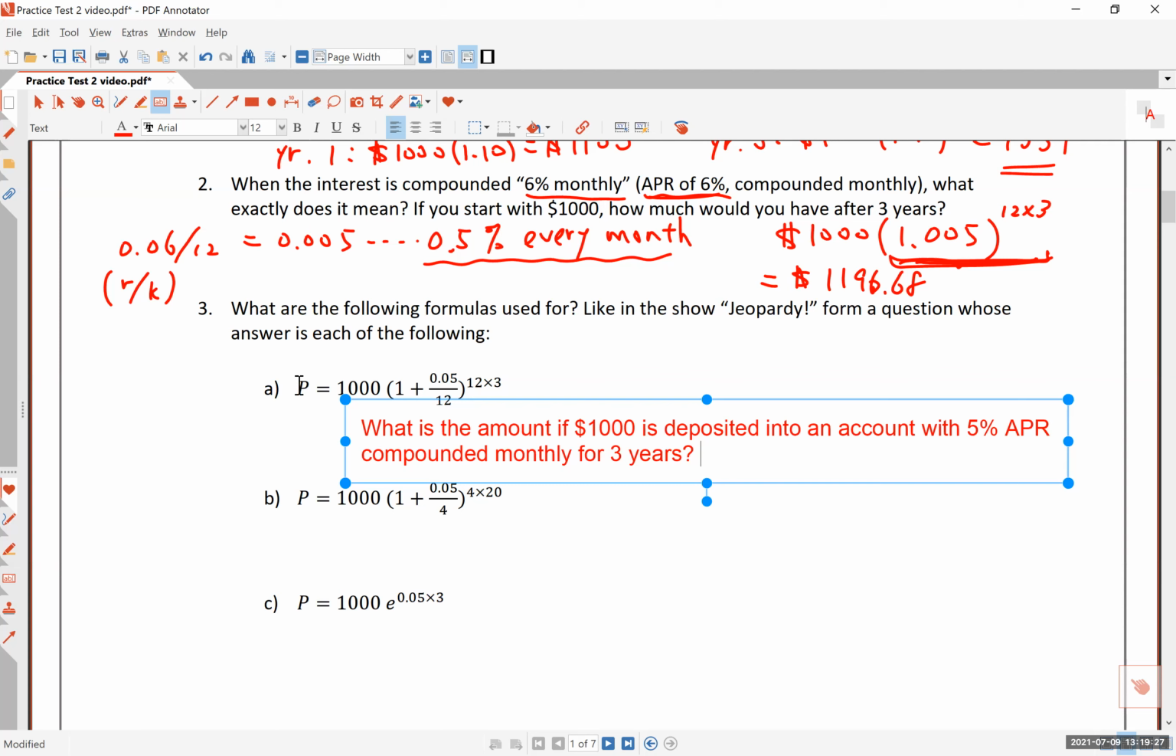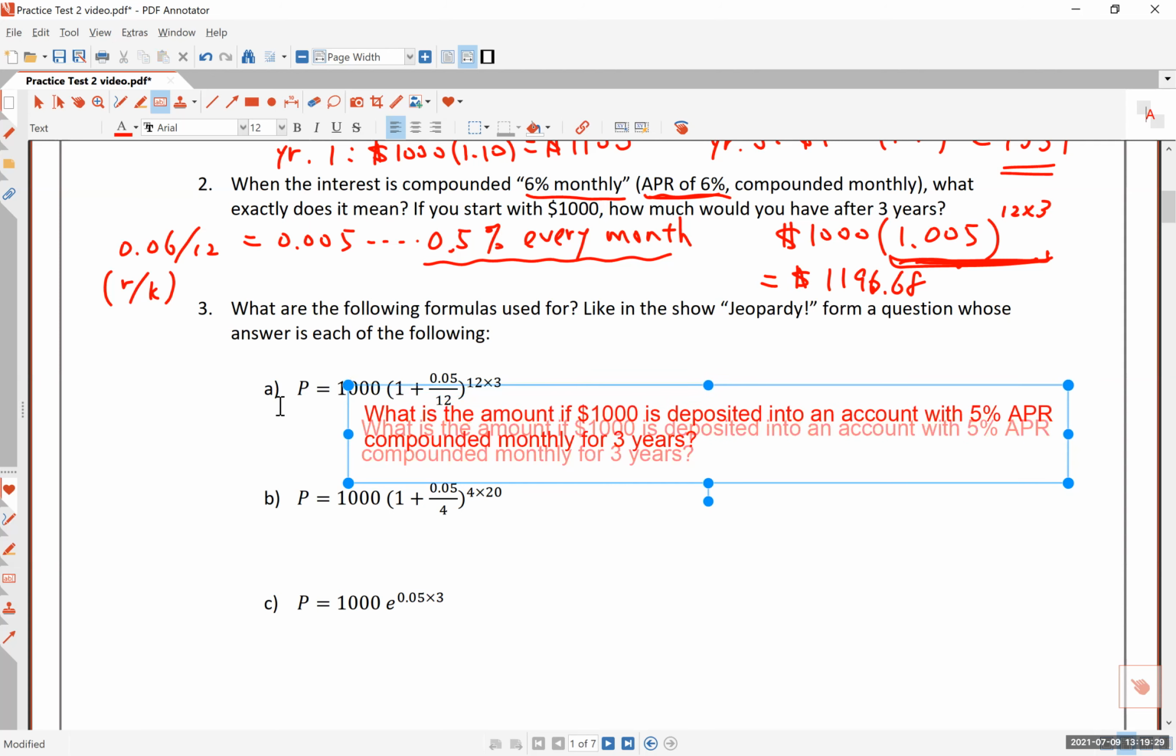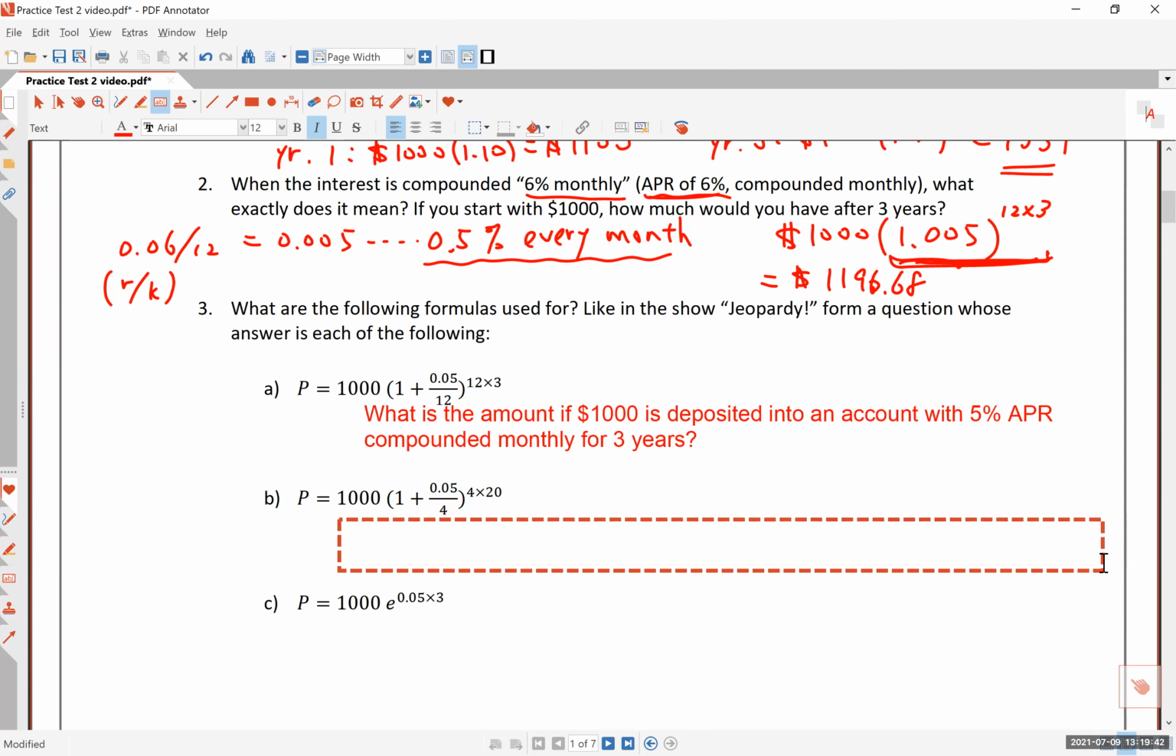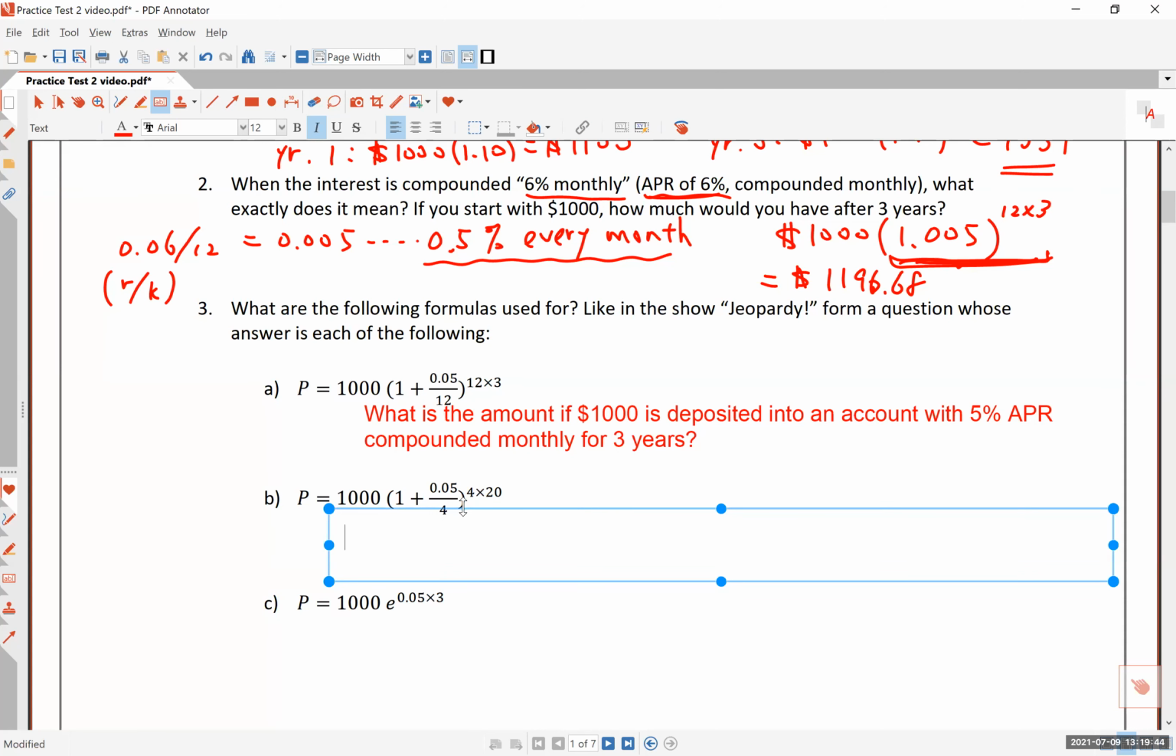So a good question for which this is the correct answer would be, what is the amount of money that you will have in 3 years if $1,000 is deposited into an account with 5% APR compounded monthly? Okay, next, it's similar. Again, this time 0.05 is divided by 4. So what?